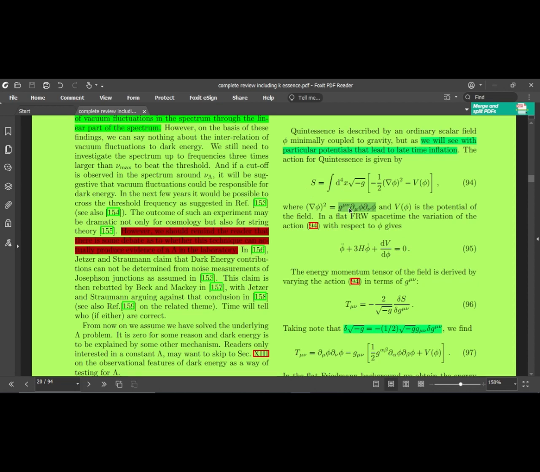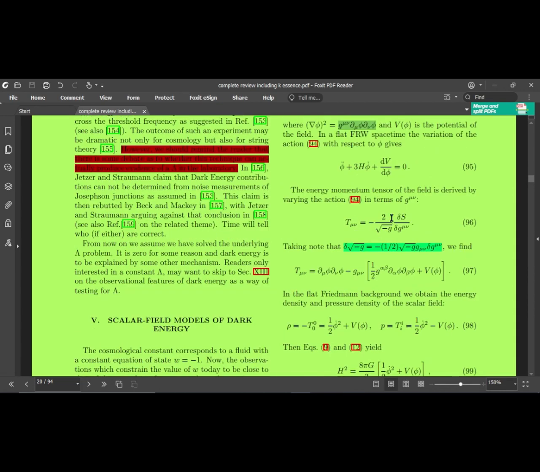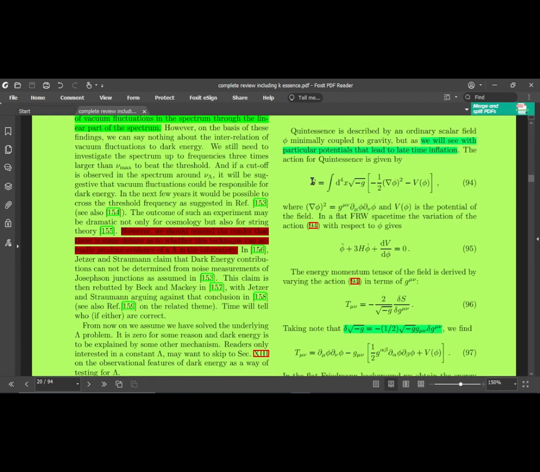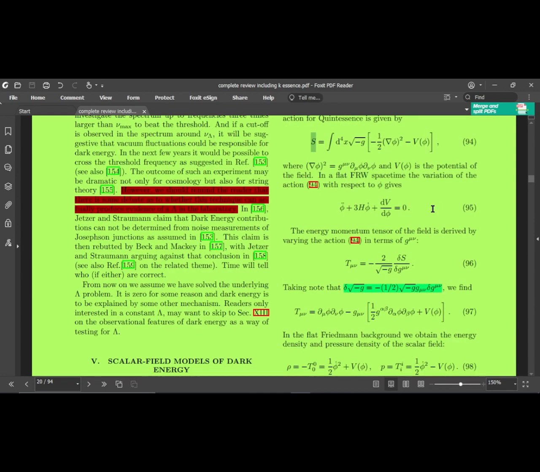Now in order to find the equation of motion, we can simply vary this action with respect to the field phi. And if you know how to do the variation, which I will show in a later video, then you can find the equation of motion, just like equation 95. Phi double dot plus 3H phi dot plus dV over d phi gives you 0, correct?